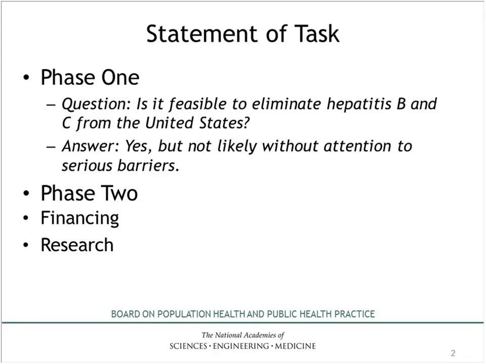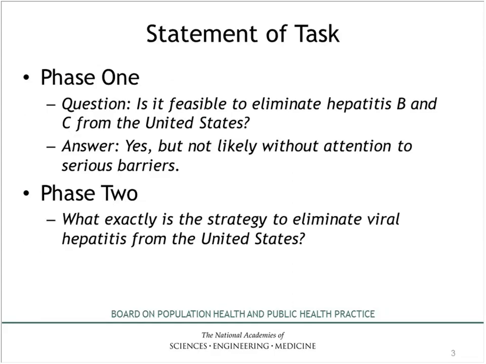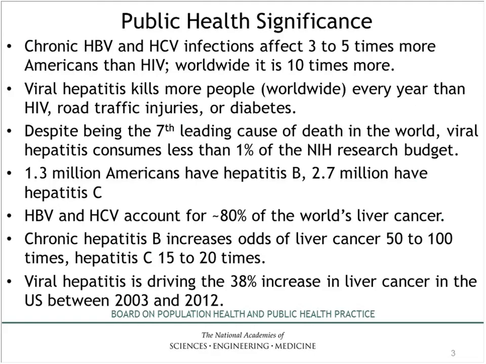But not likely without attention to serious barriers. Here in the Phase 2 report, we look at what exactly is the strategy to eliminate viral hepatitis from the United States. In other words, how do we address those barriers? First, I want to give some background about the public health significance of viral hepatitis.